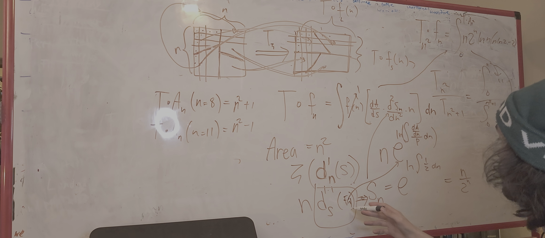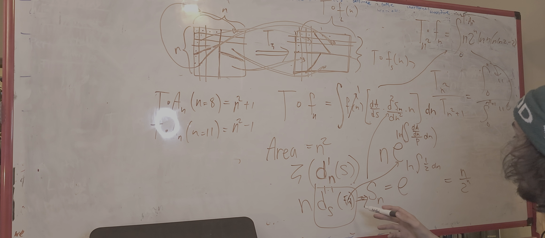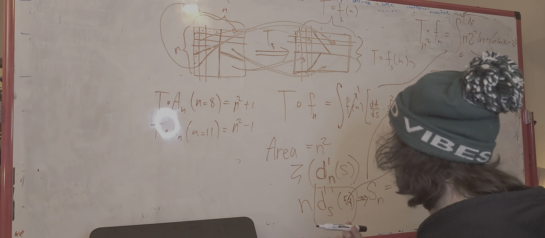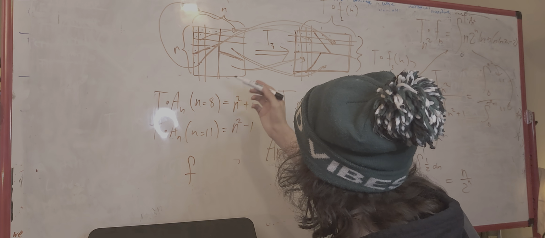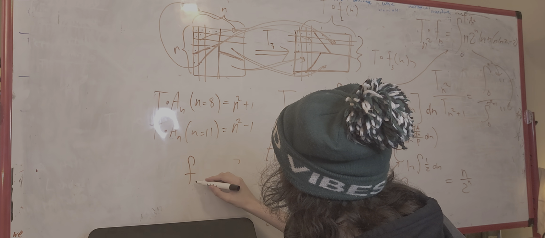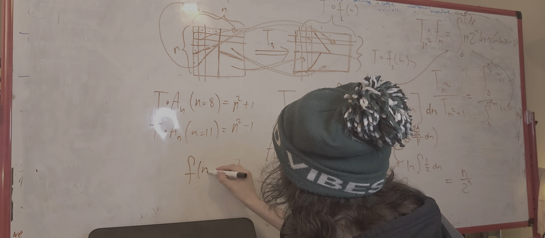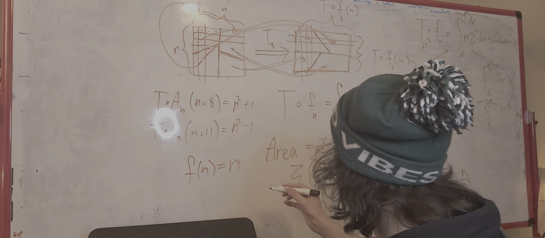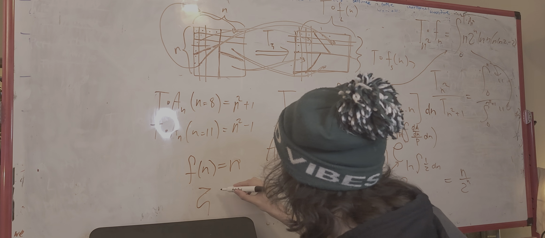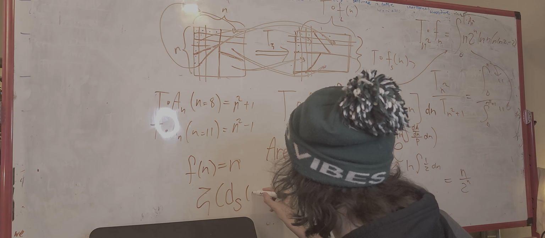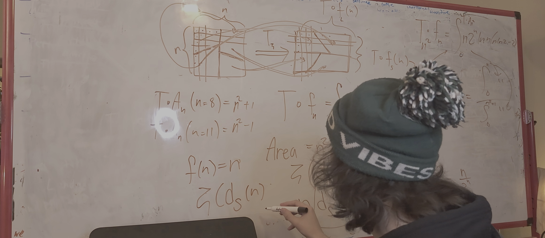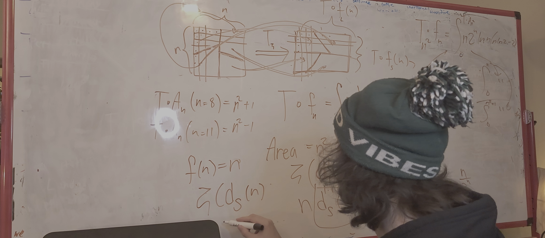So now that we've solved for this function, basically we have that a side for this square, and I'll just call it f of n equals n. So I'm going to take the zeta of ds of n, and I'm going to go n.